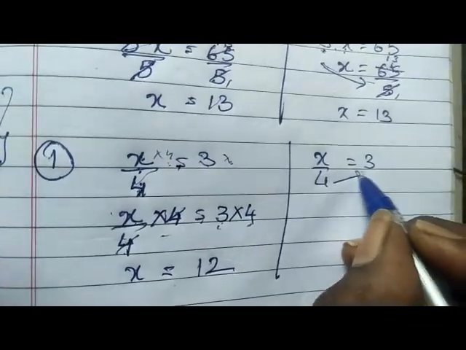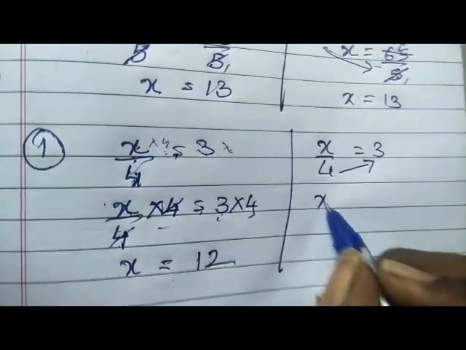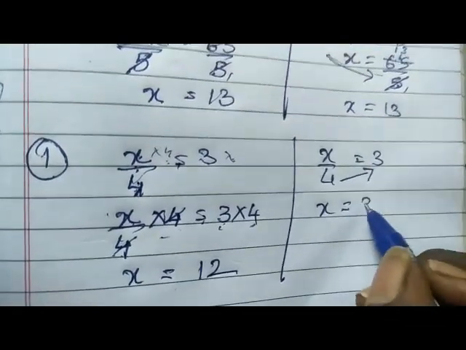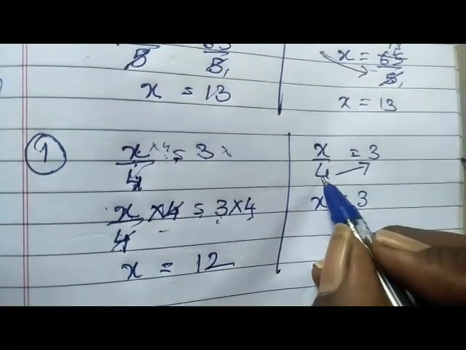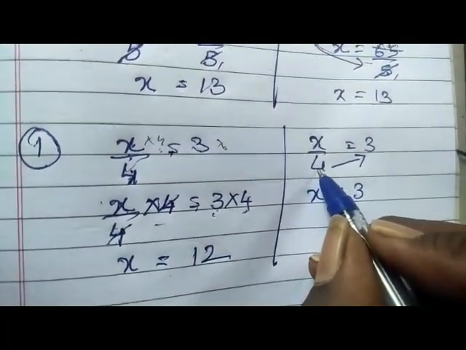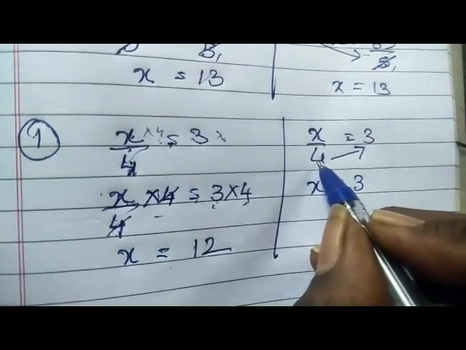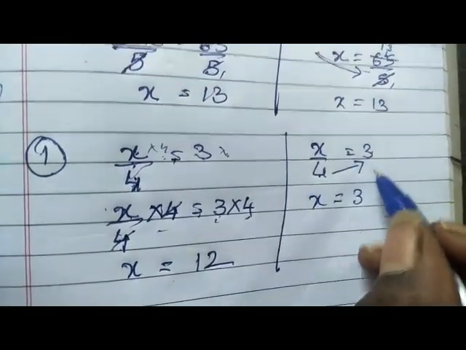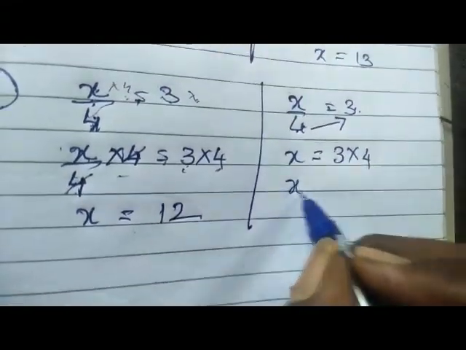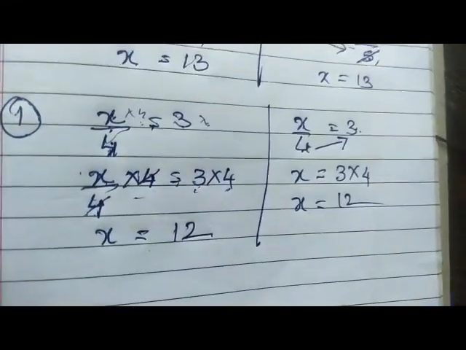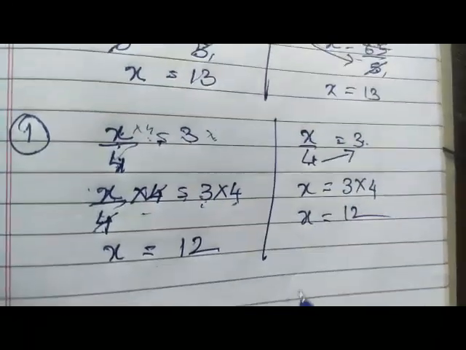Directly cross multiply this. X, put this equal, write 3. This 4, here x is divided by 4. So opposite to divide is multiply. So you multiply this 4 here. So x is equal to 12. I'll give one more sum.